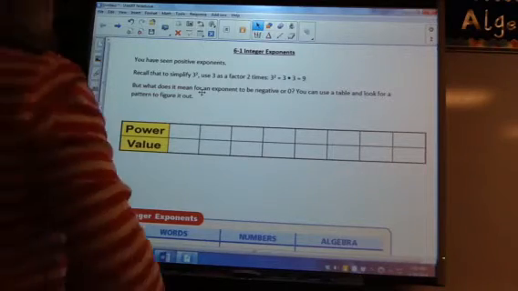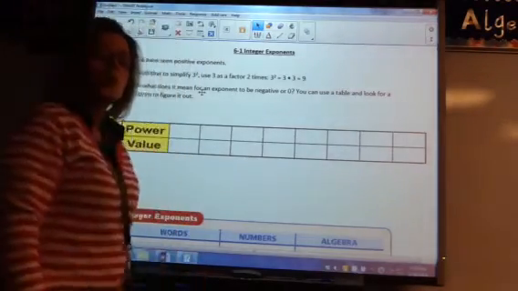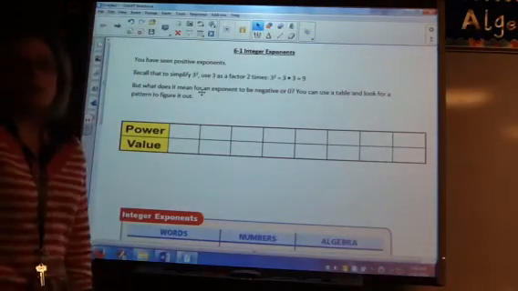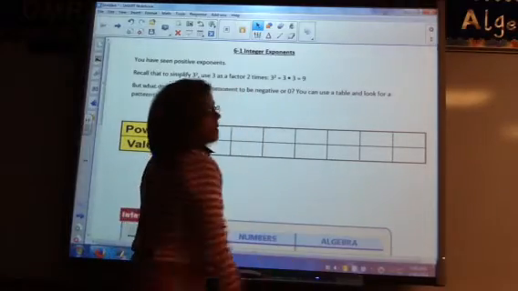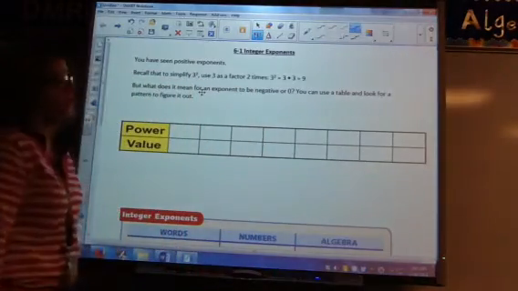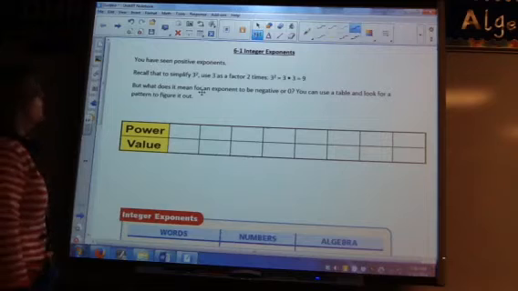All right, students, we're going to start Unit 6, Section 1, talking about integer exponents. We did do a little bit of this at the beginning of the year with some of our DMRs, laws of exponents. But let's do a review here, okay?